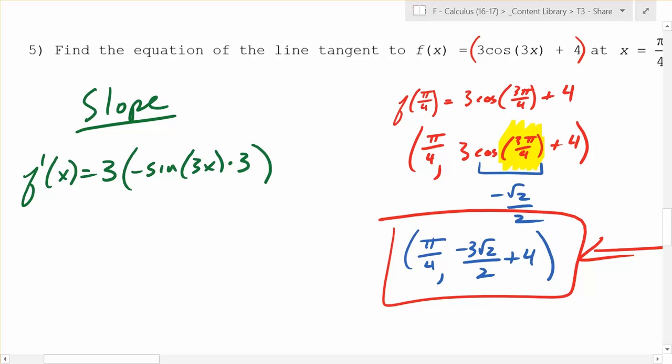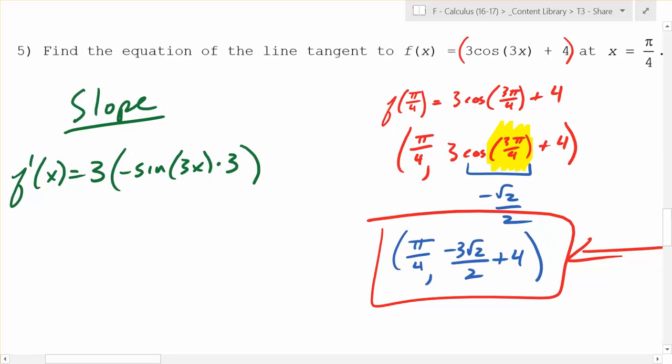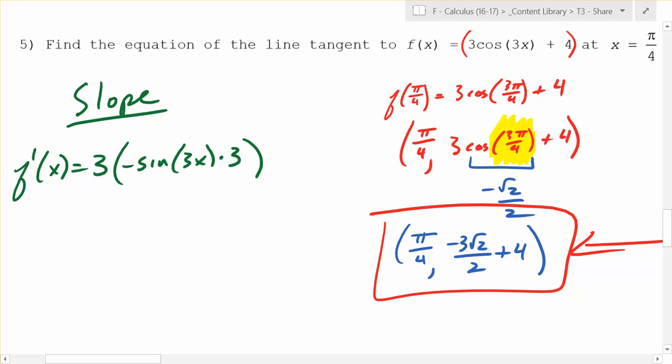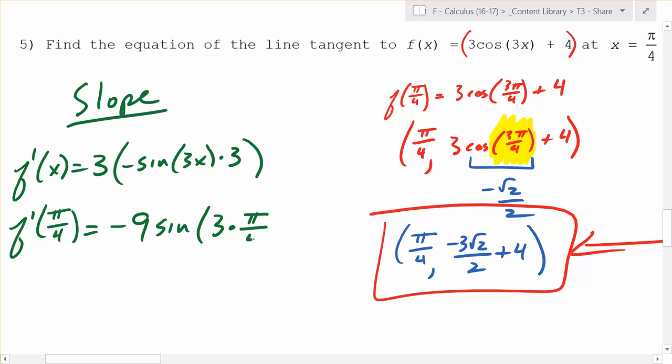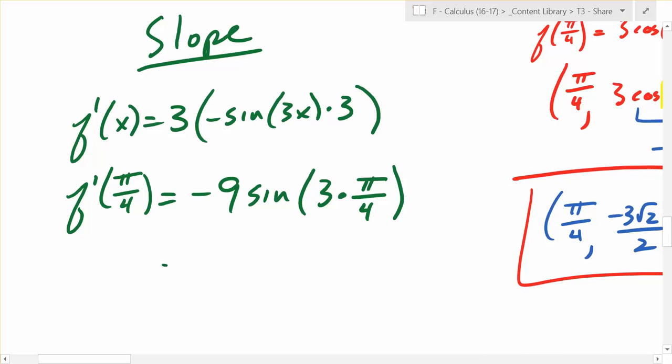0. What do we plug in for x? We need to find the slope at x equals what? It's right there, at x equals pi over 4. So you need to do f prime of pi over 4. So it's negative 9 sine of what? 3 times pi over 4. Find out what that exact value is right now. You have 30 seconds. It's going to be negative 9 times what?